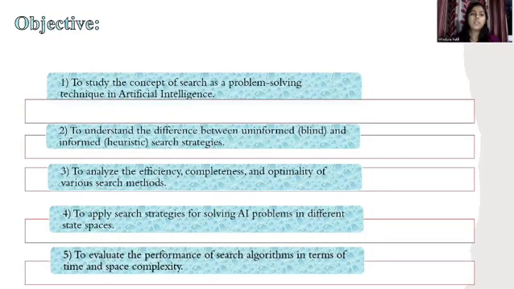The first objective is to study the concept of search as a problem-solving technique in artificial intelligence. The second objective is to understand the difference between uninformed and informed search strategies. The third objective is to analyze the efficiency, completeness, and optimality of the various search methods. The fourth objective is to apply search strategies to solving AI problems in different state spaces. The fifth objective is to evaluate the performance of search algorithms in terms of time and space complexity.